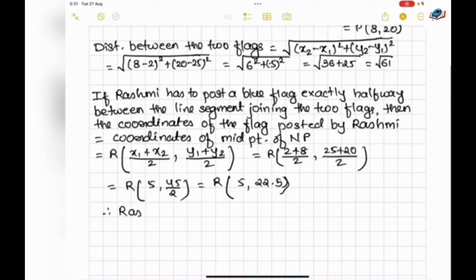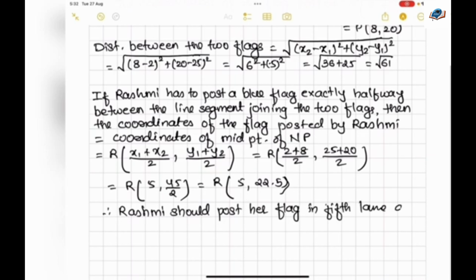Therefore, Rashmi should post her flag in the fifth lane at a distance of 22.5 meter.